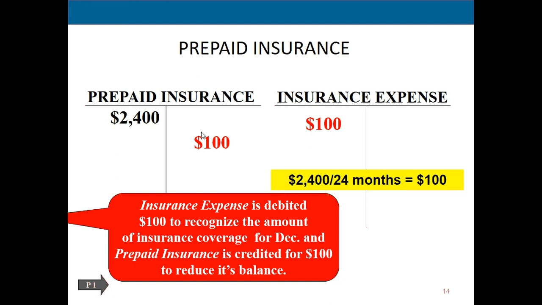I'm going to debit insurance expense. I'm going to credit prepaid insurance. And now the prepaid insurance account has $2,300 in it. And does that make sense? Yeah, because I got 23 months to go, right?